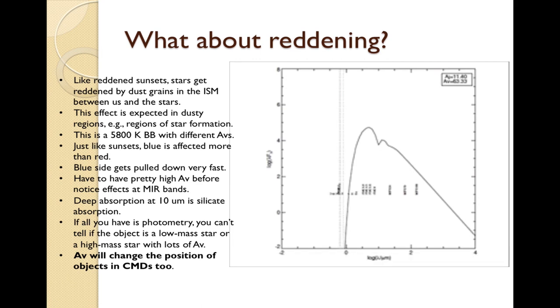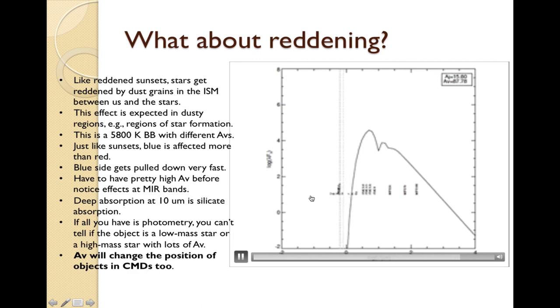But because of this, if all you have is photometry, you can't tell if the object is a low-mass star or a high-mass star that has lots of reddening, because the reddening is going to affect the photometry that you measure, and it's going to change the position of objects in the color-magnitude and color-color diagrams. Both this video and the other video are in my YouTube feed if you want to run it again and again yourself.